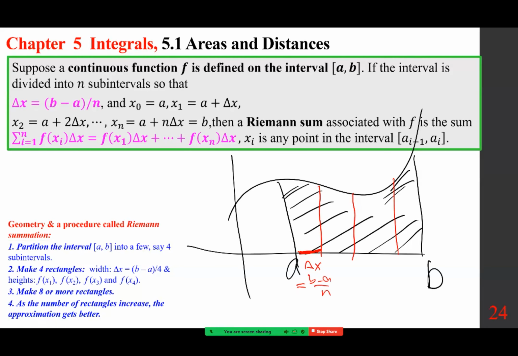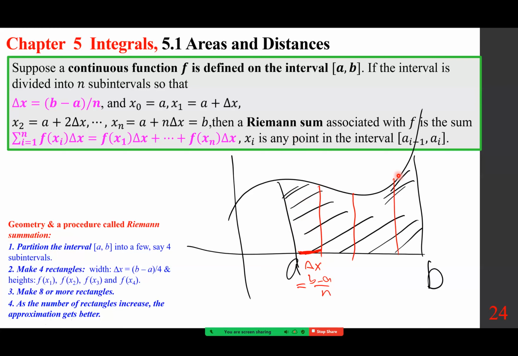What you have looks almost like a rectangle. So how do you find the area of a rectangle? The width times the height. So what is the height? Is it this one? Is it this one? Is it somewhere in between? Any point in between will do the job. But to be consistent, you use the left endpoints, right endpoints, midpoints, whatever. It becomes an approximation, not the exact area.